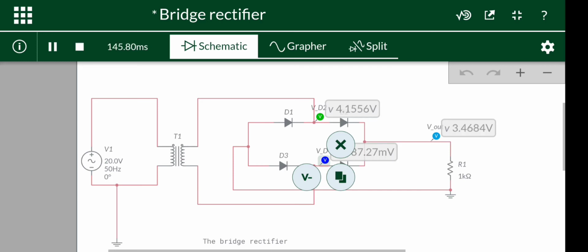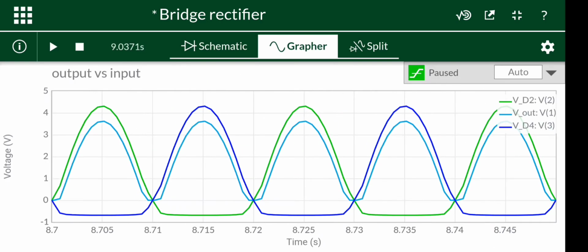Now let's simulate the circuit. You can view 3 waveforms. This is the voltage appearing at D2. This is the voltage appearing at D3, D4. Both have the same peaks, that is 4.3 volts. Actually, at the secondary winding we get 5 volts, and here we get a peak of 4.3 volts because of the diode drop.